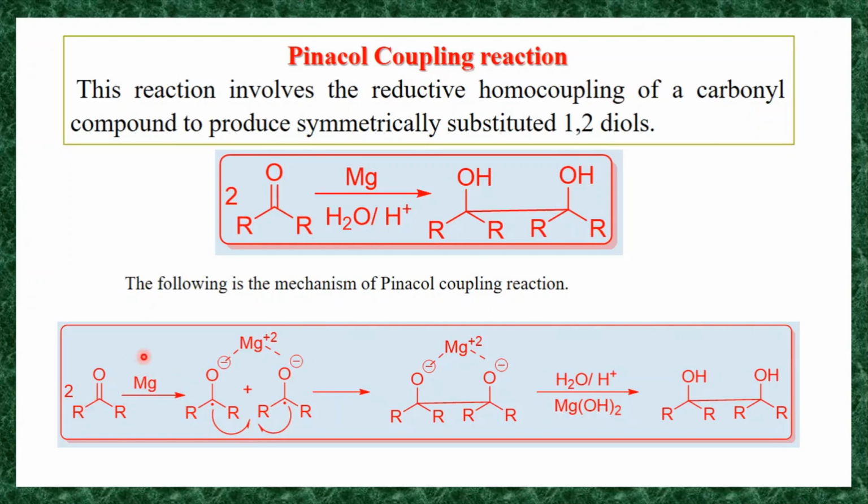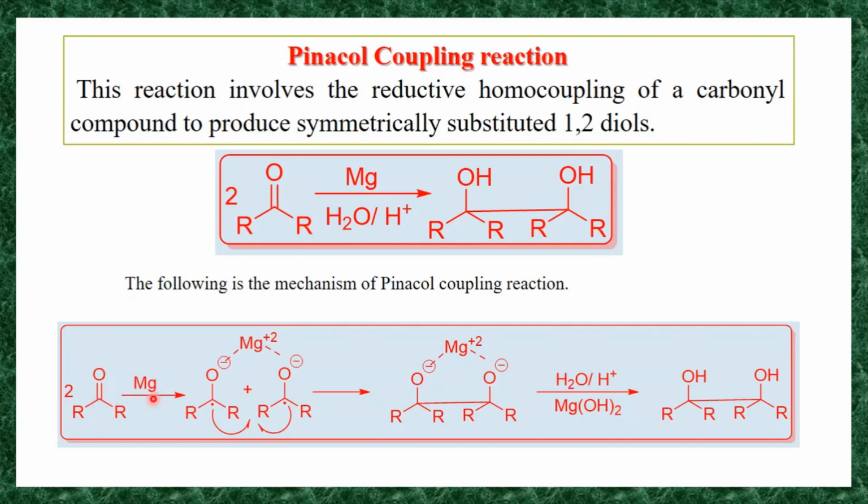You are using two carbonyl compounds as starting material, two ketones. Consider this is your ketone, R R, the general formula for a ketone. This magnesium gives its electron, and that electron will attack this carbon. The bond will break, there is a negative charge on oxygen, and you will get the radical ion, a radical and an ion both: oxygen anion and a radical on this carbon.